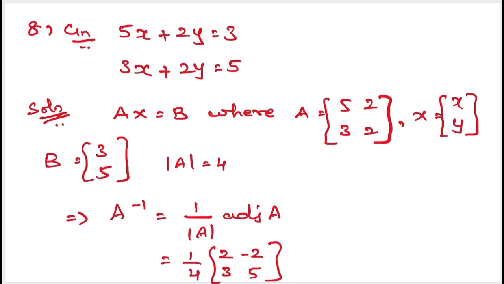Find the determinant of A. If the determinant of A is not equal to 0, then A inverse exists. Here the determinant of A is equal to 4. So find A inverse. A inverse is equal to 1 by determinant of A into adjoint A. So that is equal to 1 by 4 into the matrix 2 minus 2, minus 3 5.